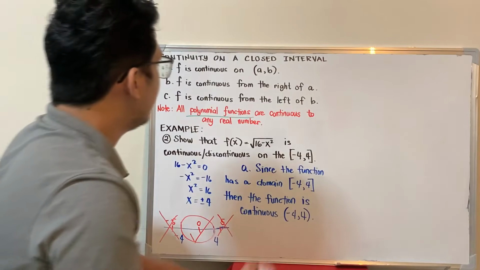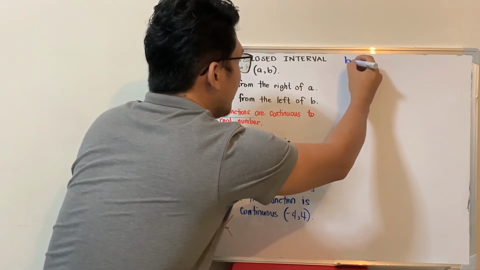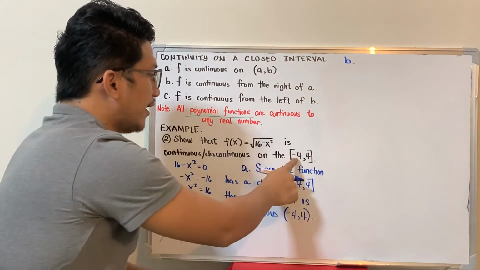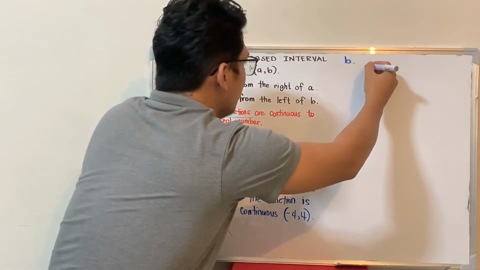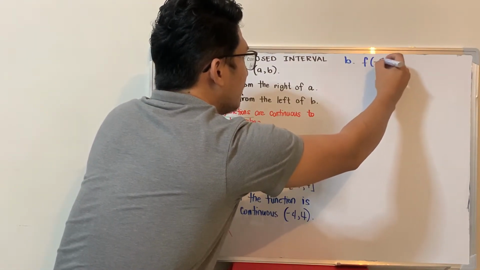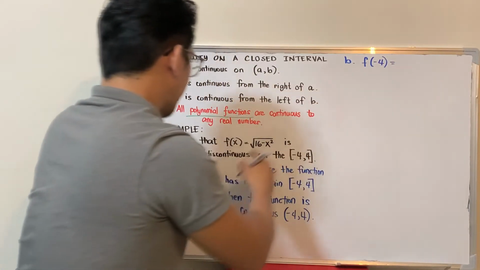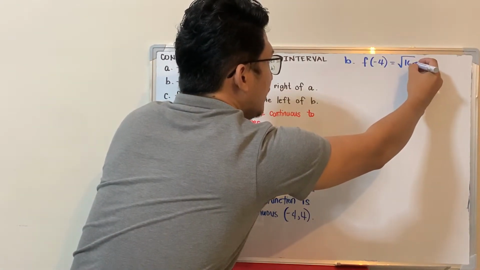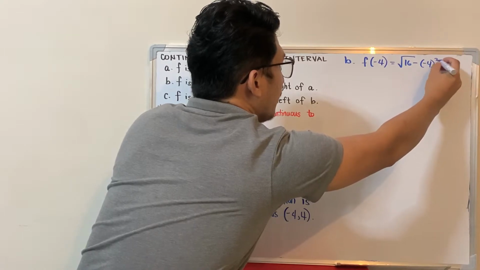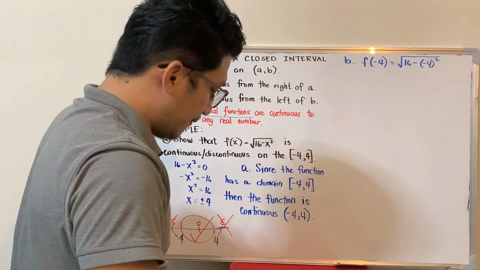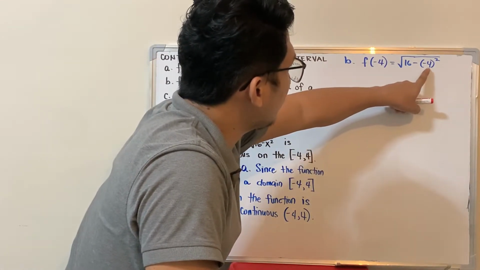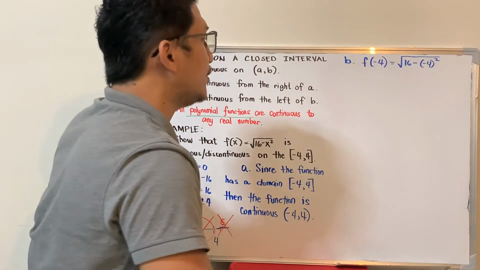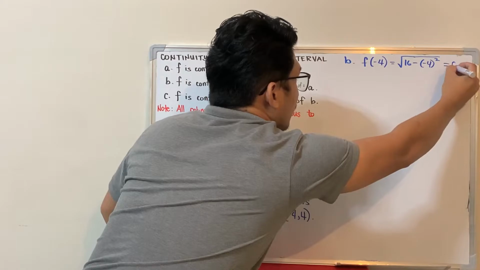Then letter B. Sa letter B, kato na tayong tulo ka conditions. We are to show that the function is continuous from the right of A, meaning from the right of negative 4. So una, ato ang i-substitute f of negative 4. So i-substitute lang nimo siya sa function, square root of 16 minus x squared. So mahimo na siyang square root of 16 minus negative 4 squared. Okay? So, syempre, negative 4 squared, positive 16 siya. So, 16 minus 16 is equal to 0. Square root of 0 is, of course, equal to 0.